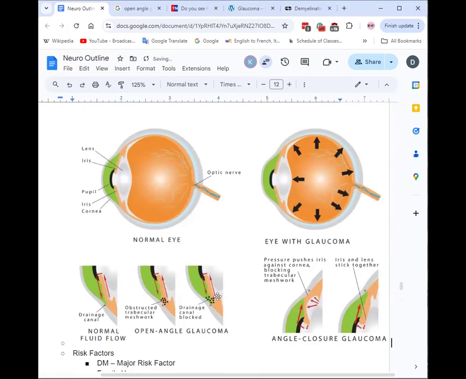Remember here, you can think of open angle glaucoma like the eye version of atherosclerosis. Your canal is blocked by stuff, but you still have some drainage going on. And you think of angle closure glaucoma like a heart attack, like an MI. It's completely occluded. Like your MI, you have pain of your heart, that chest pain, but with this, you're going to have eye pain. Does that make sense? Does that make it more relatable or understandable?